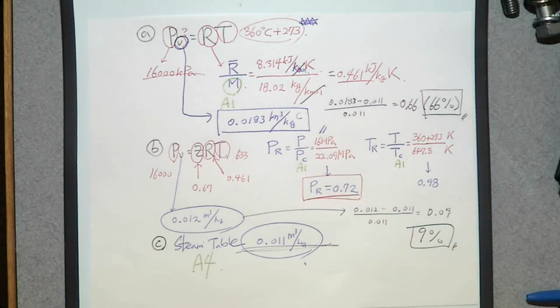So you never use the ideal gas equation or modified ideal gas equation for water. Okay, but you can use it for other gases, not just water. So any question about how to use the compressibility chart? No, that's it. So one more part.